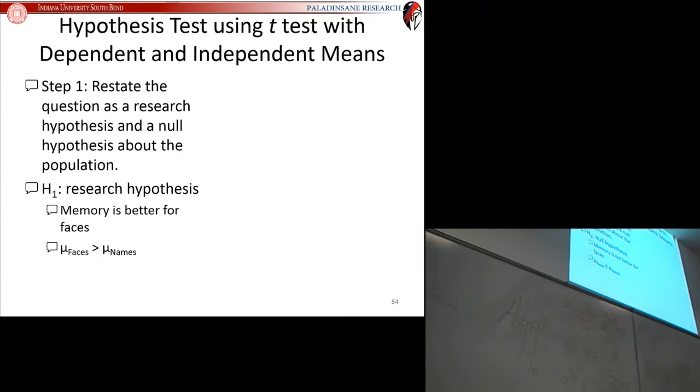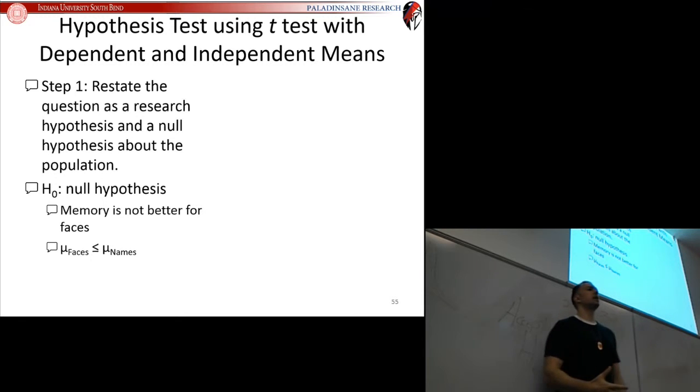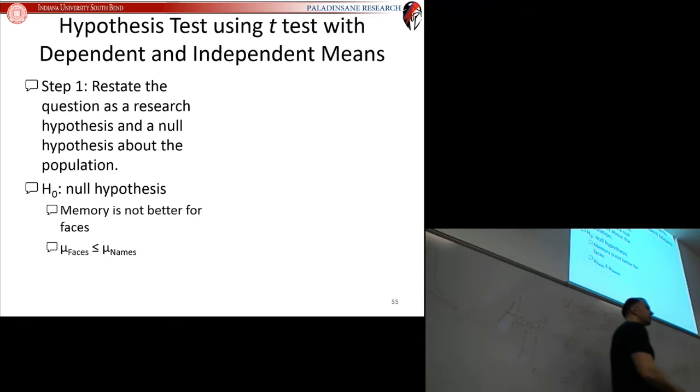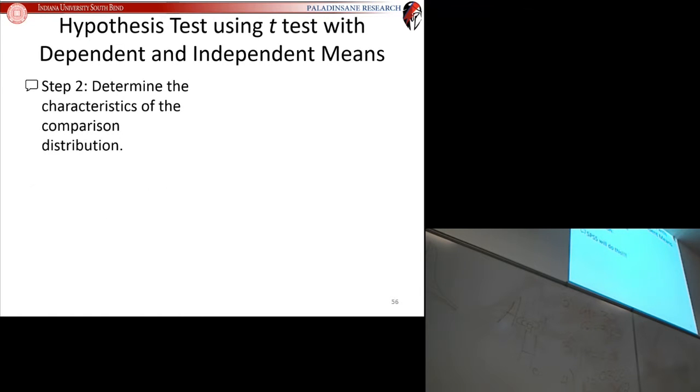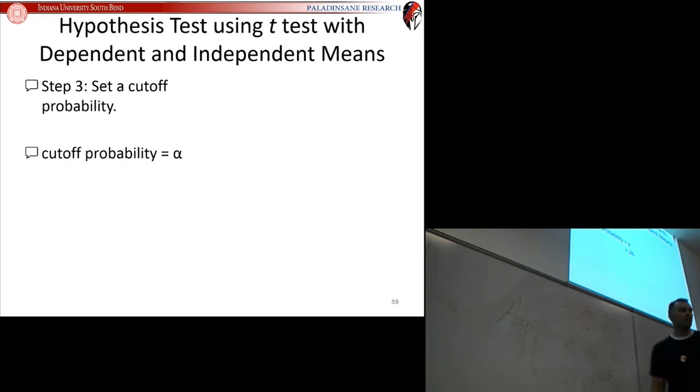Null hypothesis is the complete opposite. Memory is not better for faces. The mean recognition for faces is less than or equal to the mean recognition for names. So that hasn't changed. What will change is step 2, determining the characteristics of the comparison distribution. That's going to be different. Step 3, that's not going to change. Set our cutoff probability. That is still alpha. That is still 0.05. So let me start setting up some of this info on this other part over here.